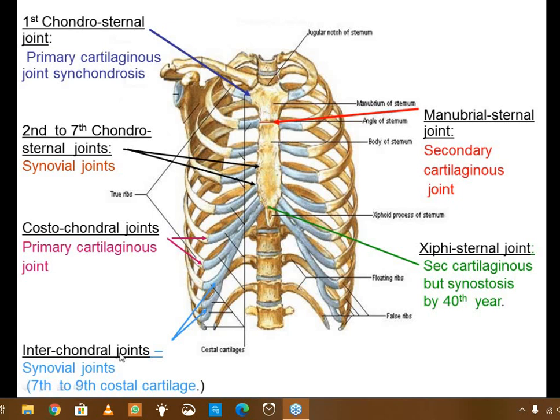Then there are interchondral joints, that is, synovial joints. Plain synovial joints are present between the 7th and 8th costal cartilage, and between the 8th and 9th costal cartilage. What happened to the 10th? The 10th is not a floating rib. The 11th and 12th are floating ribs, and at their anterior ends costal cartilages are present, but they don't reach the sternum. But the 10th rib is articulating, forming this costal margin.